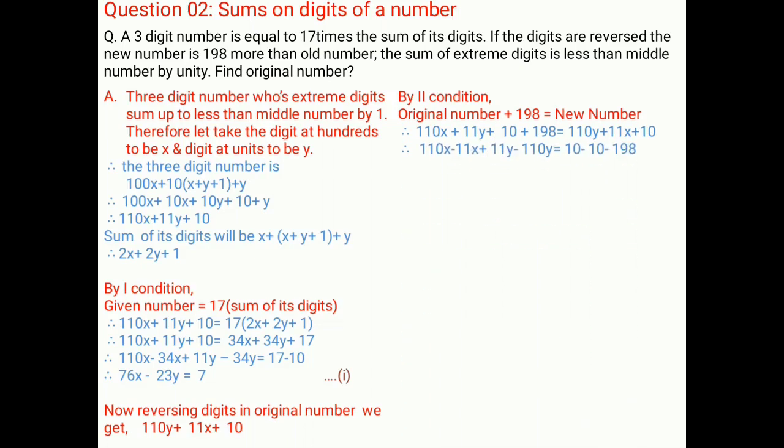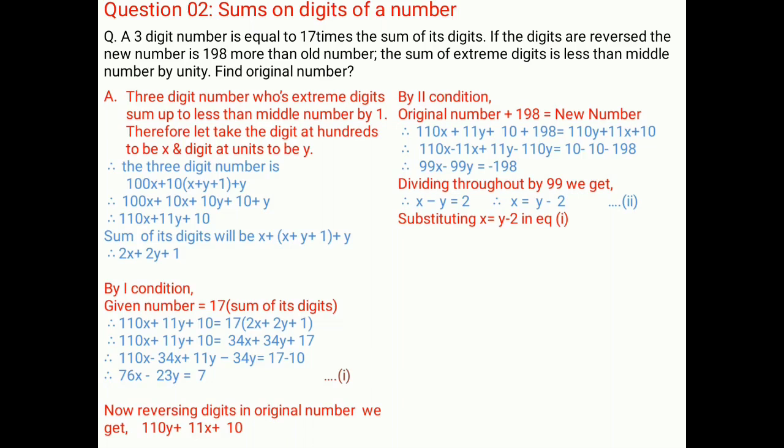Therefore, this gives me 110x minus 11x plus 11y minus 110y is equal to 10 minus 10 minus 198. This gives me 99x minus 99y is equal to minus 198. Dividing throughout by 99, I get x minus y is equal to minus 2. And I can write this in terms of x. Therefore, x is equal to y minus 2, which is my equation number 2.